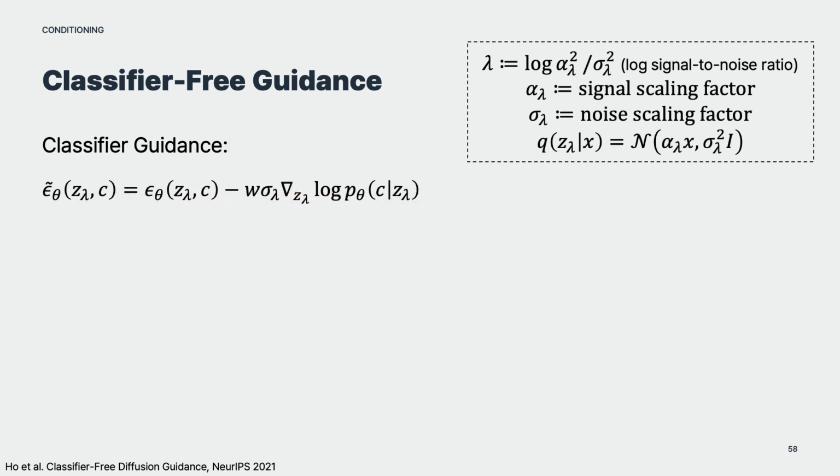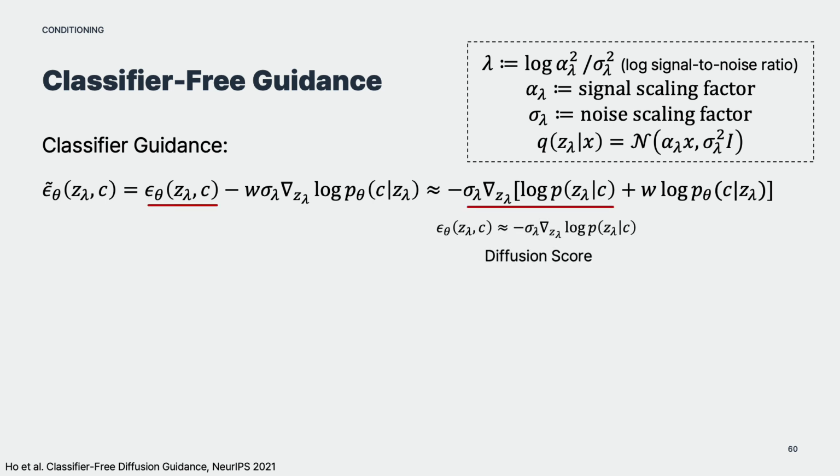Traditional classifier guidance uses the classifier's gradient directly in the following manner. This expression can be reformulated as follows. Because in the previous seminar session, we learned that the diffusion score function takes the following form. Please refer to the video at the top right.